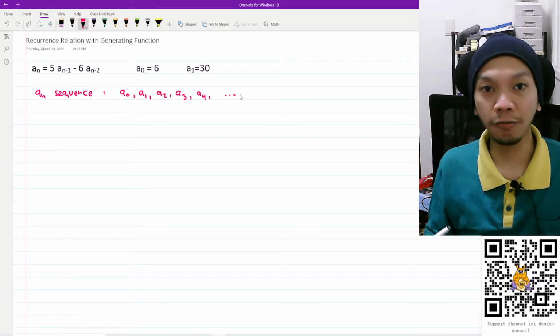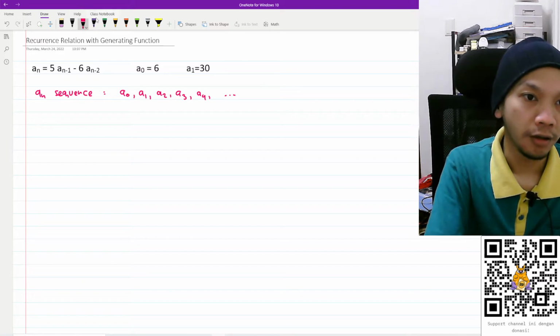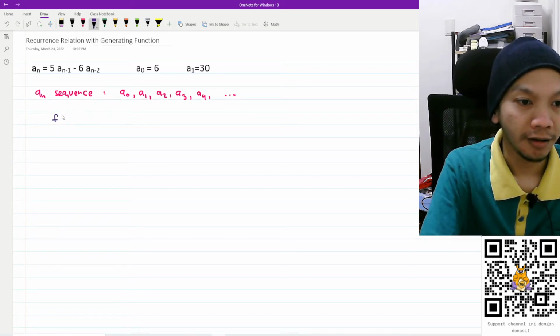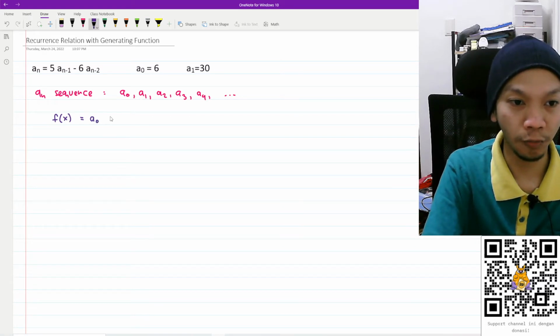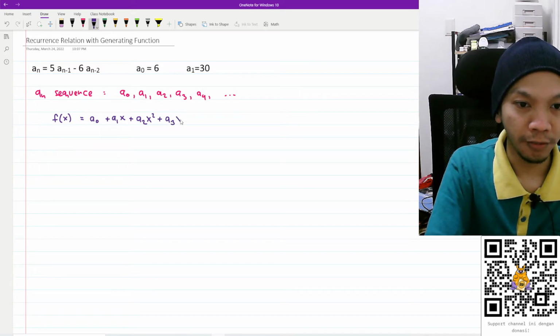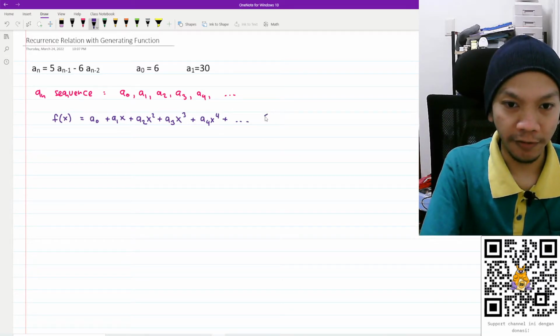And remember, every sequence has a generating function, which is the polynomial form of this sequence. Okay, let's name the generating function of this sequence f(x). So f(x) will be a_0 x to the 0, which is 1, so I don't write it. And then a_1 x, plus a_2 x squared, plus a_3 multiplied by x to the third power, and so on. So I will have a_4 x to the fourth power, and it goes until infinity. So this is the generating function of a_n.